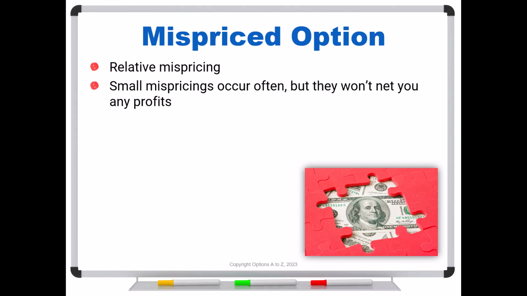Now, yes, it is true that small mispricings occur often, but they won't net you any profits. Those mispricings aren't going to be so greatly out of line that they're pretty much guaranteeing you a profit. That's kind of the myth that traders have when they say that the option is trading with a higher implied volatility than historic. It's not necessarily all that big of a deal. Instead, you must find large mispricings if you're going to have any type of an edge. But then again, that raises another important question.